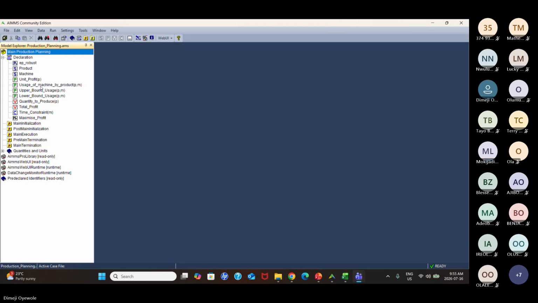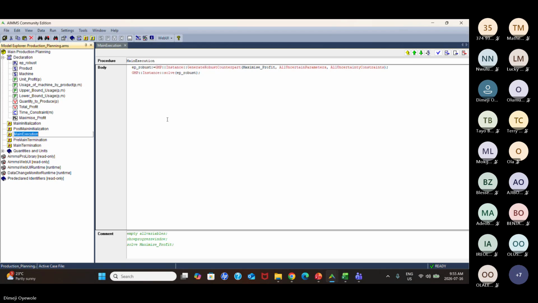Okay. So the difference between this and the one that we did, if you look at what's under the declaration here, this one, EP robust, I want you to take note of what I'm showing you. The EP robust, the upper bound, the lower bound, and that's all. I will show you something in this main execution as well. So that's just the difference, and I'm just going to run you through it.